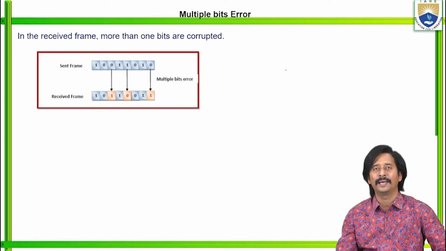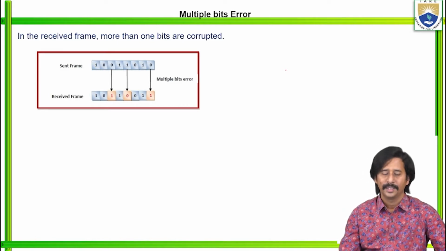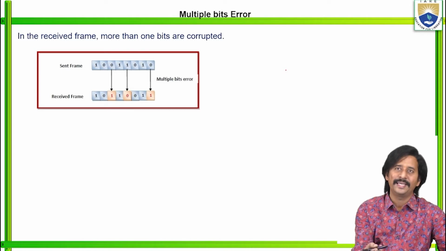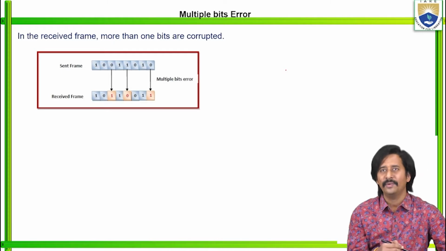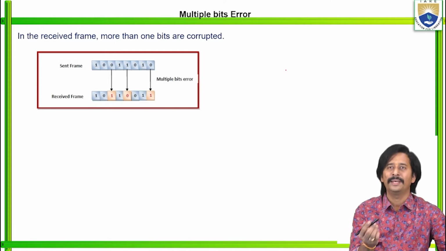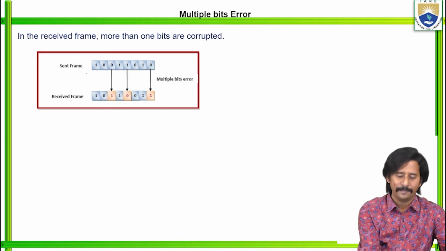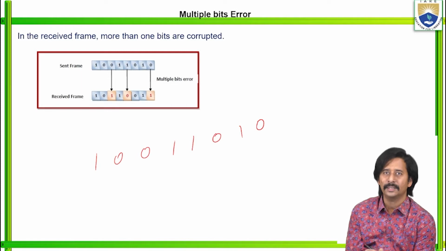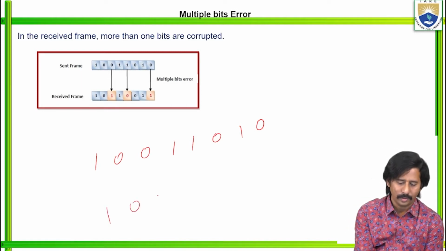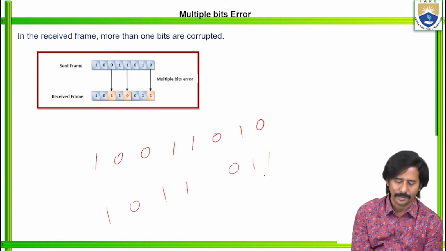Next one, multiple bit errors. There is a slight difference between single bit and multiple bits. Single bit means only one bit has been corrupted, whereas in case of multiple bits, more than one bit is corrupted. See, this is the frame sent, 1 0 0 1 1 0 1 0, from the sender side. On the receiver side, the received frame is 1 0 1 1 0 1 1. See what happens?